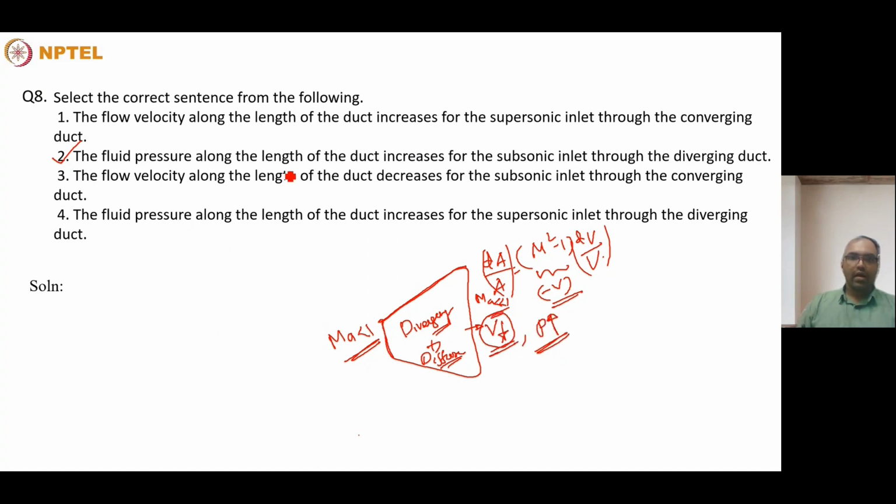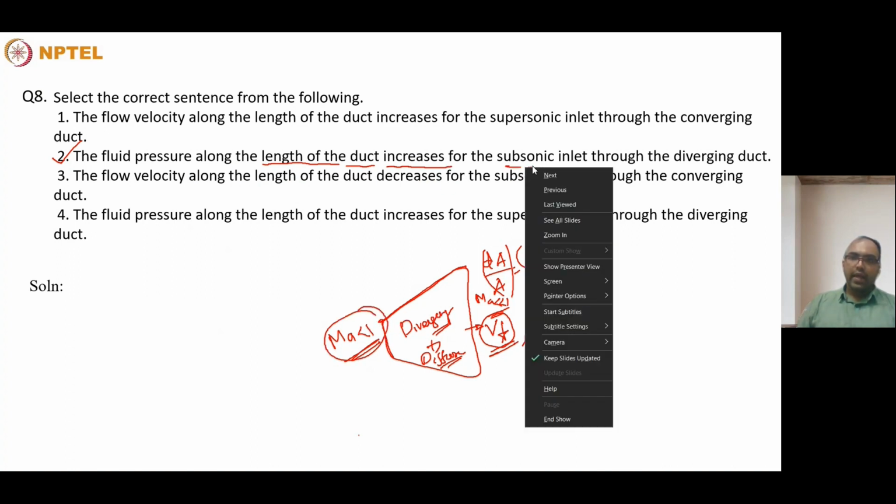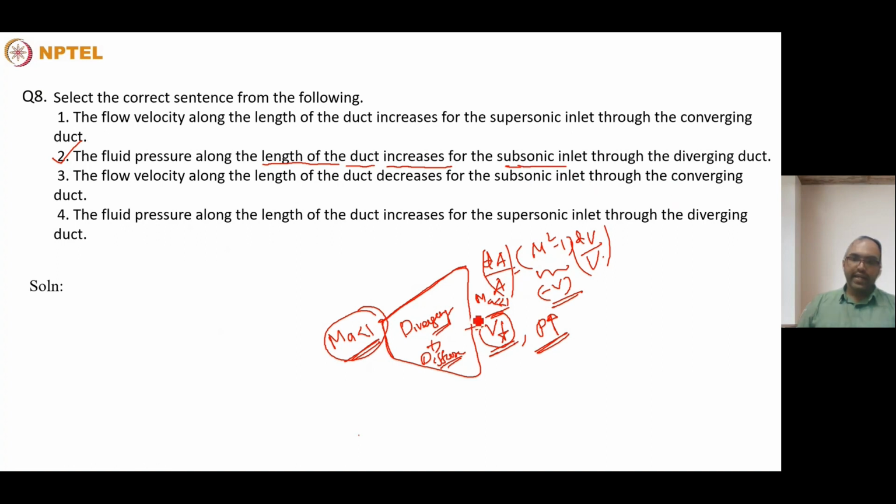As velocity decreases, pressure increases. Therefore, the fluid pressure along the length of the duct increases for subsonic flow through a diverging duct. So the flow is subsonic and the duct is a diverging one, and hence the fluid pressure increases. This is the right option.